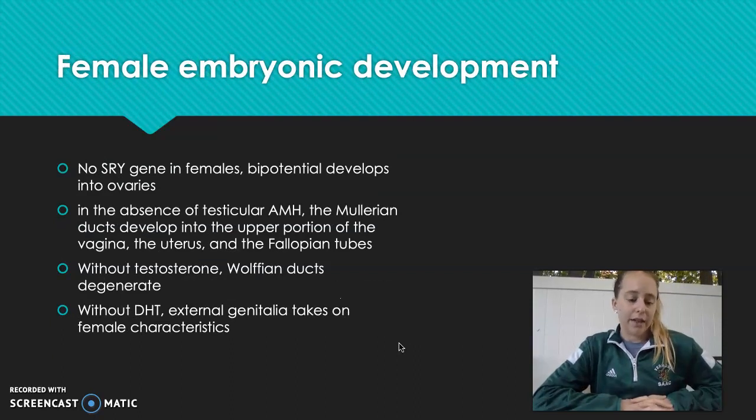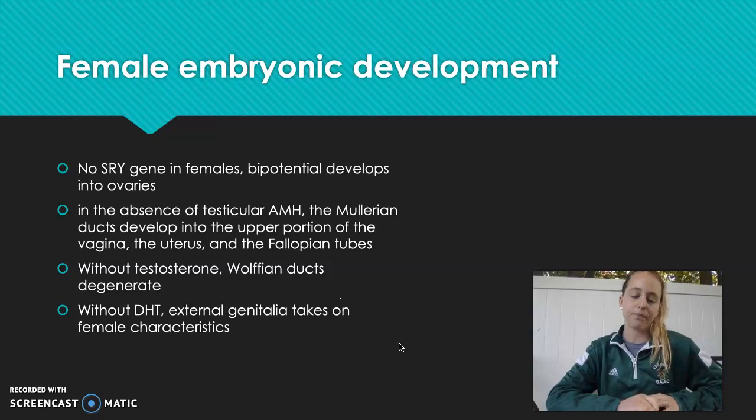In female embryonic development, the absence of the SRY gene signals to the bipotential gonad to develop into ovaries. With no AMH present, the Müllerian ducts will develop into the upper portion of the vagina, the uterus, and the fallopian tubes. With no testosterone present, the Wolffian ducts will degenerate, and without DHT, the external genitalia will develop into female characteristics. There has been a lot of research indicating that female development is very complex and that multiple genes are actually required for the development of functional ovaries.